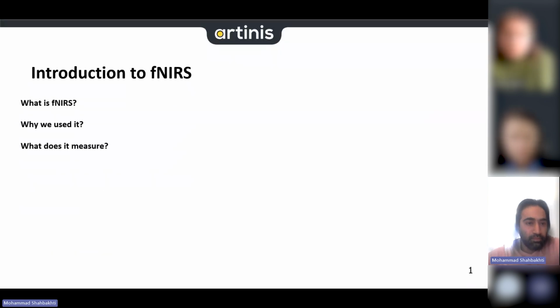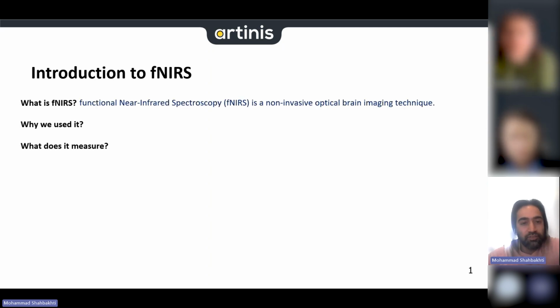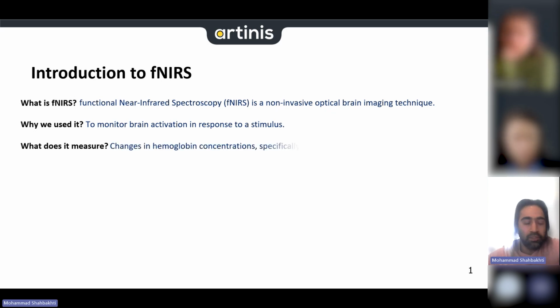Okay, so what is fNIRS? I'm pretty sure that most of you already know, but just in case. fNIRS stands for Functional Near Infrared Spectroscopy, which is a non-invasive optical brain imaging technique. The reason we use it is to monitor brain activation in response to a stimulus. What it measures, obviously, is changes in hemoglobin concentration. Specifically, we are looking at oxygenated and deoxygenated hemoglobin, which we know as O2Hb and HHb.